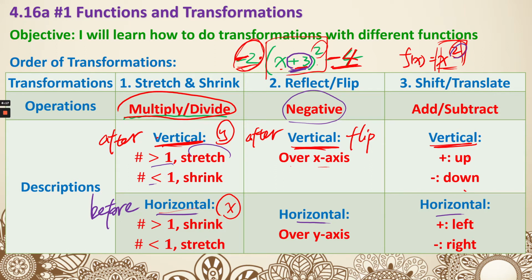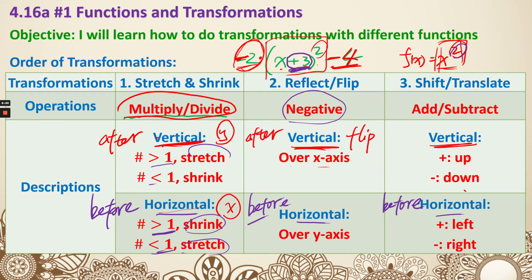Next, for horizontal. This is before. Again, the word before means it's happening before the function, before we do the square. So the plus 3 is the only thing that is happening before right here. For horizontal, the only thing special is that everything's the opposite. I'll explain how to remember that in the next part. If it's greater than 1, it's going to be shrink. If it's less than 1, it's going to be stretch.